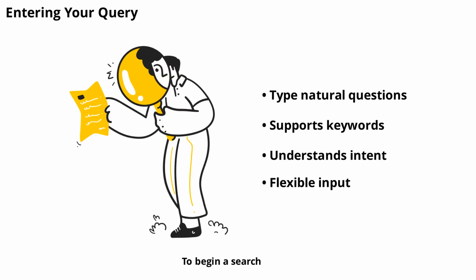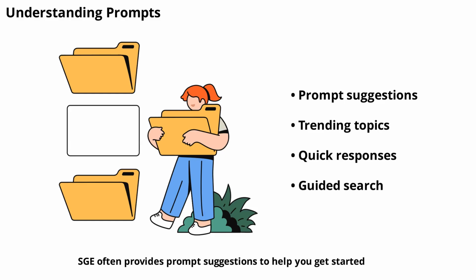To begin a search, simply type your question or keywords into the search bar. SGE is designed to understand natural language, so you can phrase your query just like you would ask a person. Whether you're looking for a definition, a how-to guide, or a product recommendation, SGE interprets your intent and prepares to generate a tailored response.